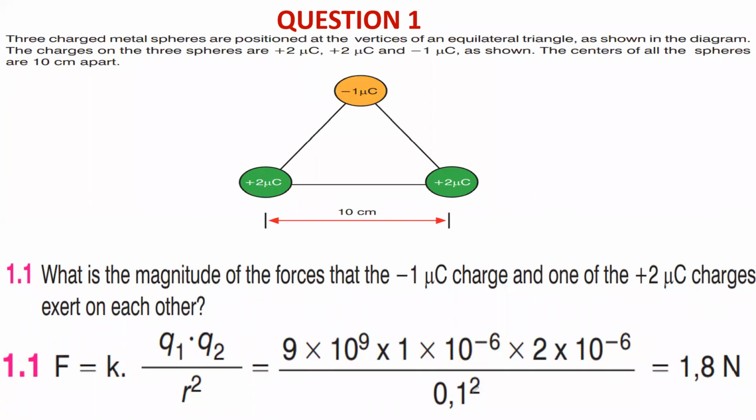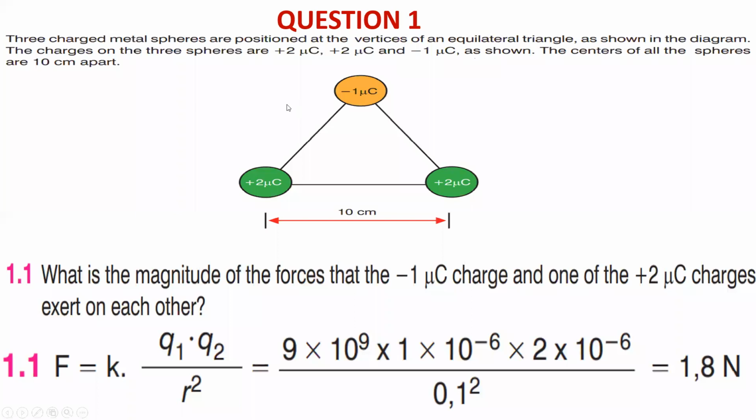We are converting all. And what's the next step? Distance from centimeter to meter, it says 10 centimeters. 10 centimeters is 0.1, squared. So when you calculate this, the force between positive 2 microcoulomb and negative 1 microcoulomb is 1.8 newtons. Direction we don't need because they are asking for the magnitude only. This is our question 1.1.